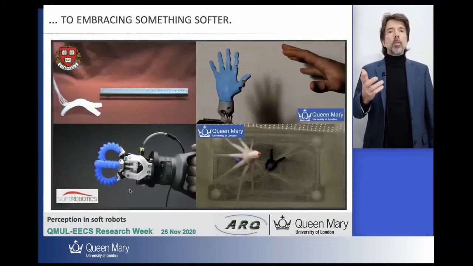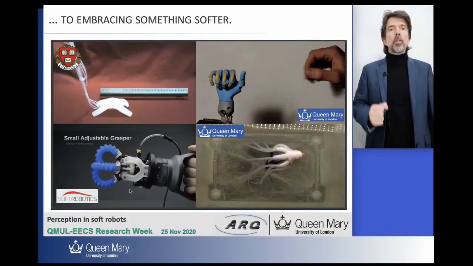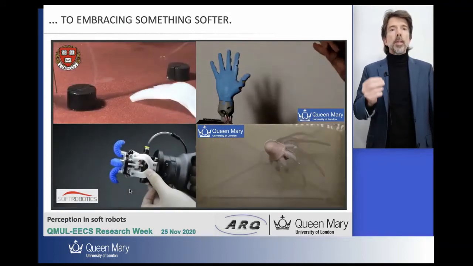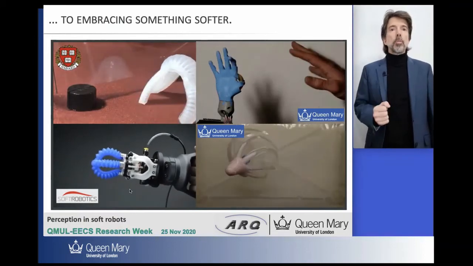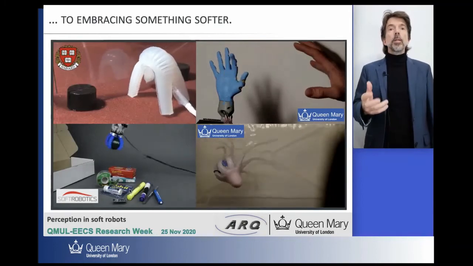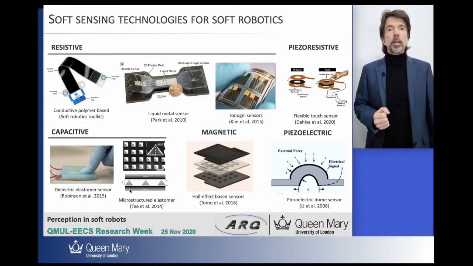However, if we now want to apply similar sensing capabilities to these kinds of soft robots that I'm showing in these videos, then we need to find other types of sensors that can be integrated with those soft robotic devices without disturbing their softness. So we really need soft sensors. There are a number of sensors that have been developed, and these are just some examples. You may want to have a look later at this slide and go look at further details.